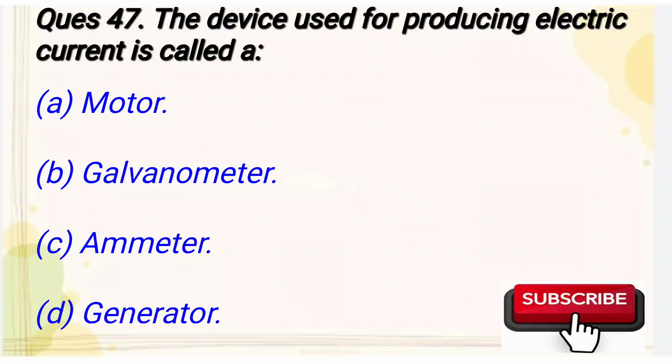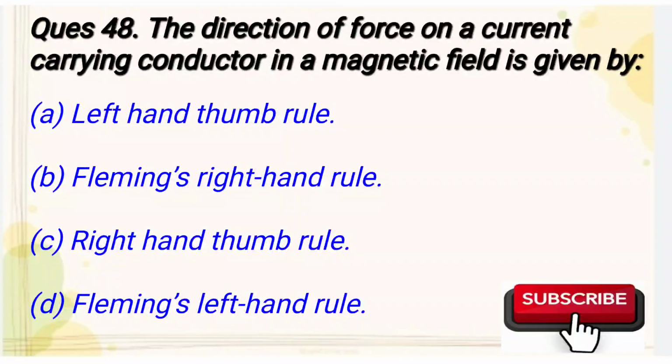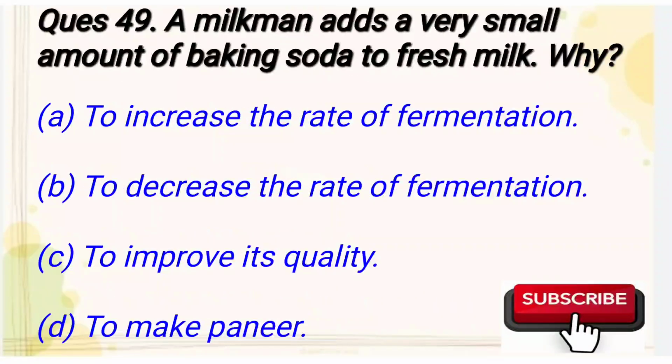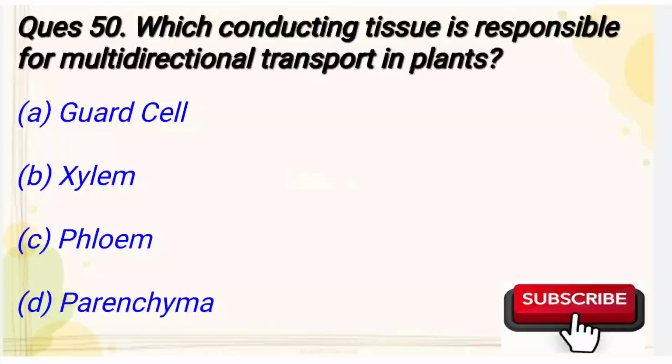The device used for producing electric current is called? Generator is the correct option. The direction of force on the current carrying conductor in a magnetic field is given by? Option D, Fleming's left hand rule. A milkman adds a very small amount of baking soda to fresh milk. Why? To decrease the rate of fermentation.